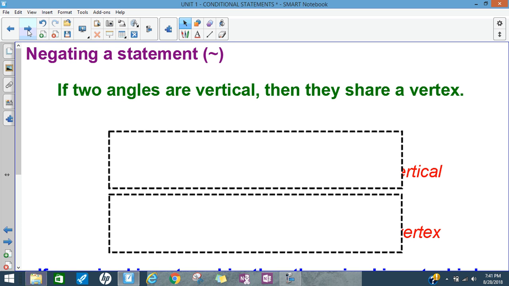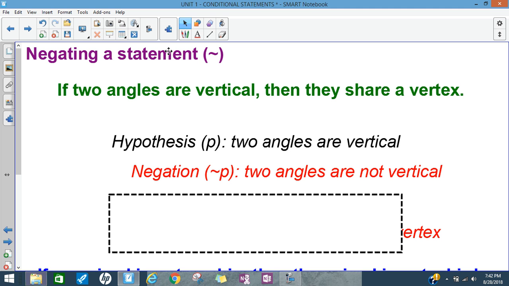One thing we might want to do to a statement is negate it, and you might think that just means make it negative, but what I really mean is that we want to change the meaning, sort of give an opposite meaning. So here I have a conditional statement, and I want to negate the hypothesis and the conclusion. So my hypothesis here is two angles are vertical. And so in order to negate that, I have to change its meaning. So if two angles are vertical, then the opposite is two angles are not vertical. So that makes it the negation. And we give this little squiggly. It's not a negative symbol, it's like a squiggly, and that means negation.